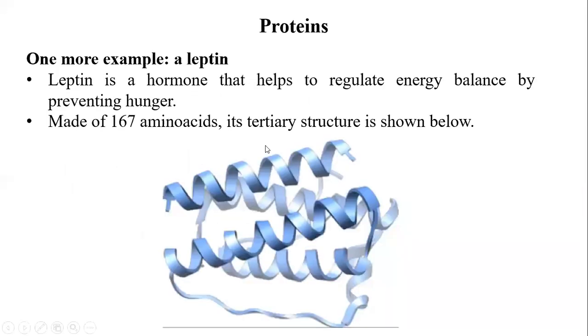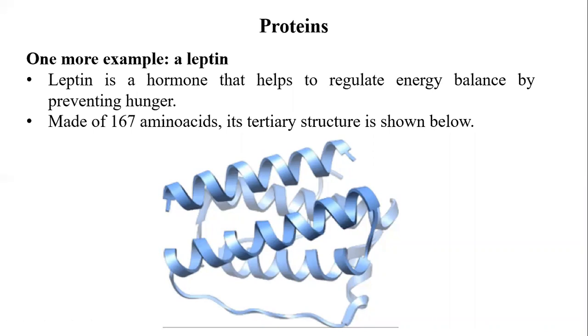So let's take another example of leptin. Leptin is also a hormone that helps to regulate energy balance by preventing hunger. आपकी बॉडी में जो हंगर होती है उसको प्रिवेंट करती है. Made of 167 amino acids. Its tertiary structure is shown below. इसका जो tertiary structure है, this is given as below.